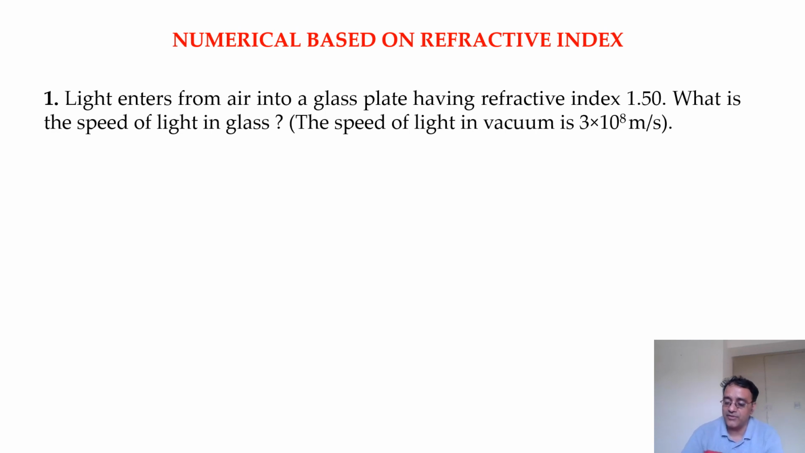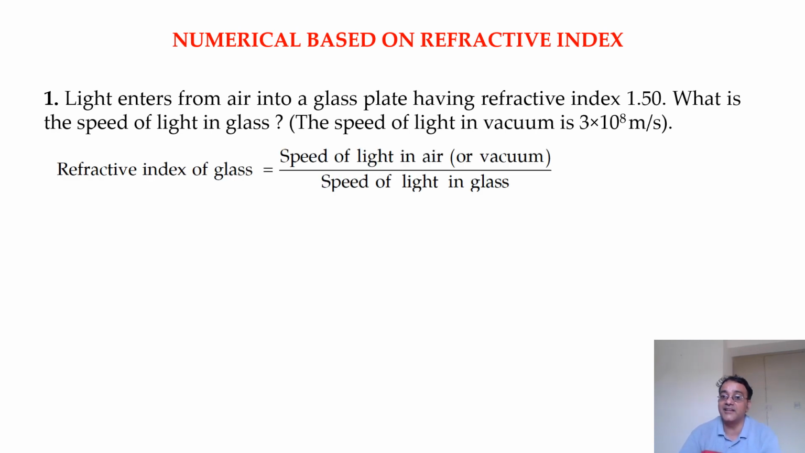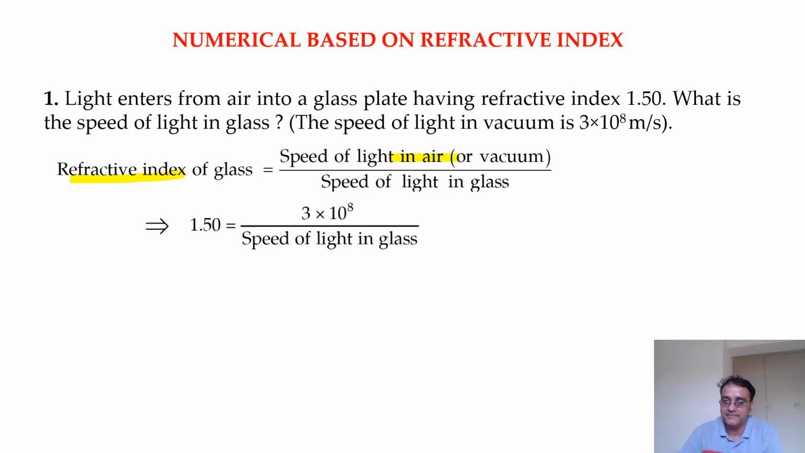तो हम लोग के पास फॉर्मूला है. व्हाट इज द फॉर्मूला? The speed of light in air, that is vacuum, upon speed of light in glass, and refractive index is given 1.5. So we will substitute here. इसके जगह पे हम लोग 1.5 सब्स्टिट्यूट करेंगे और इसके जगह पे जो वैल्यू दिया हुआ है, that we will substitute.